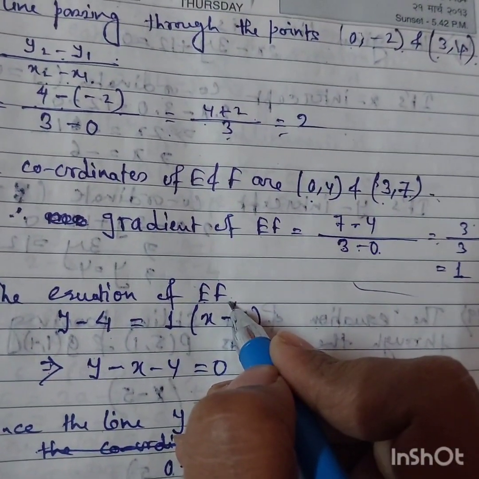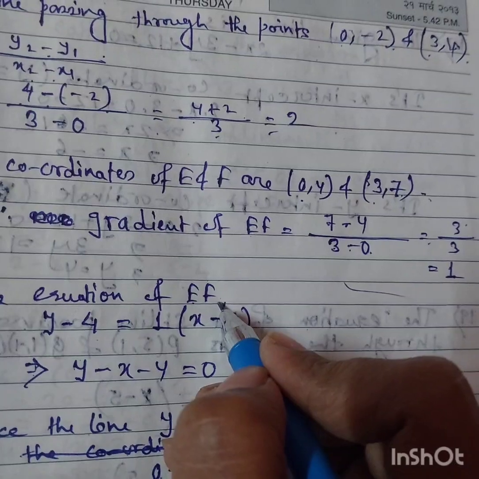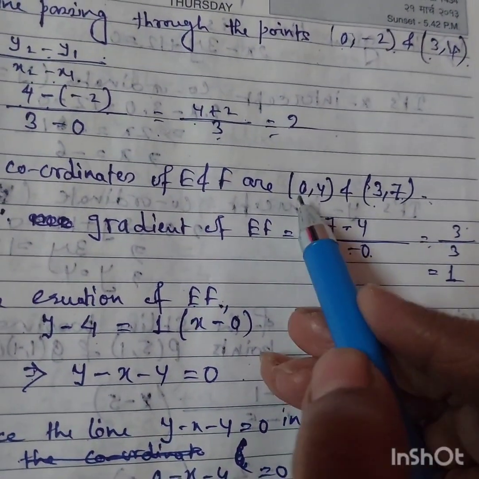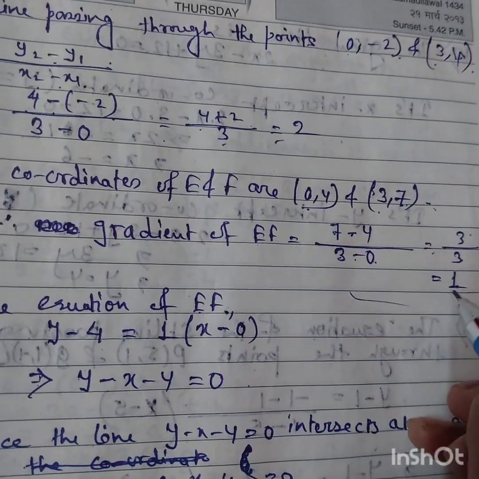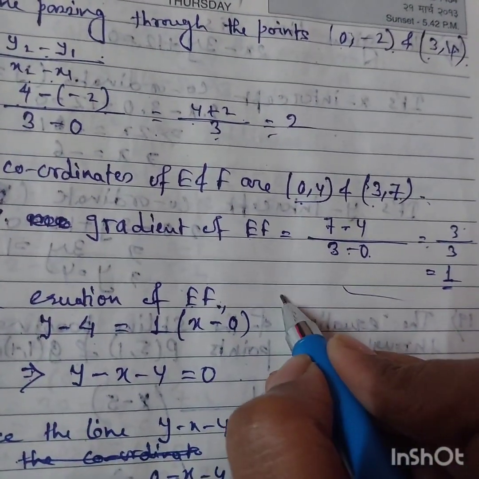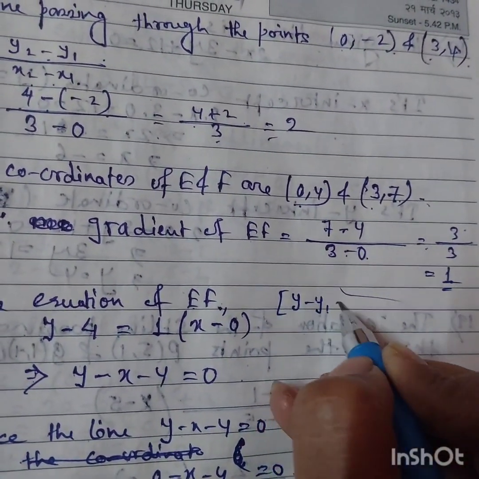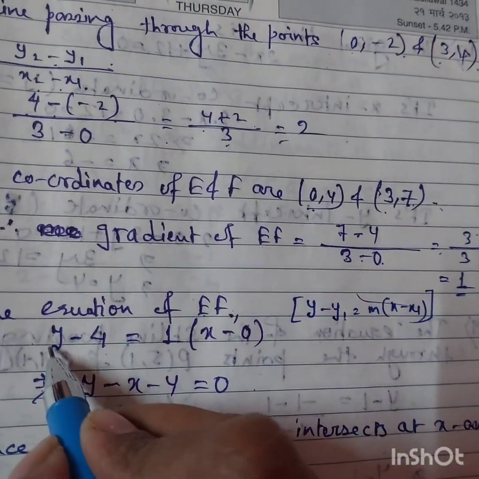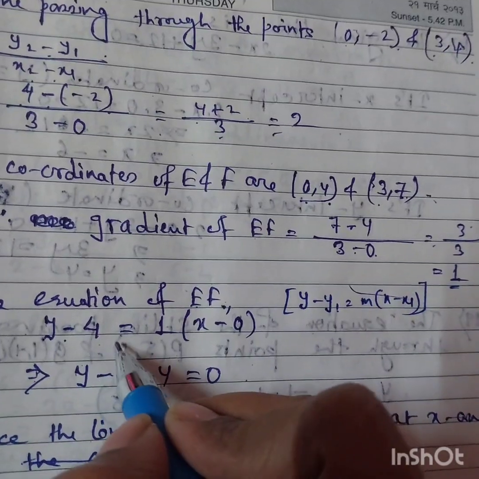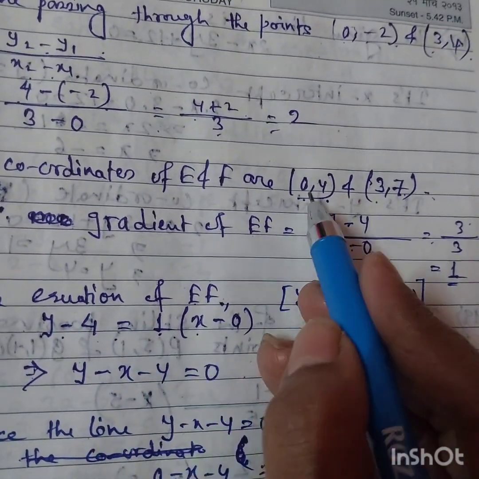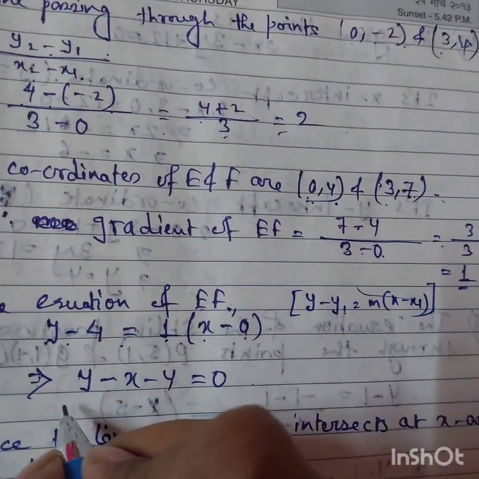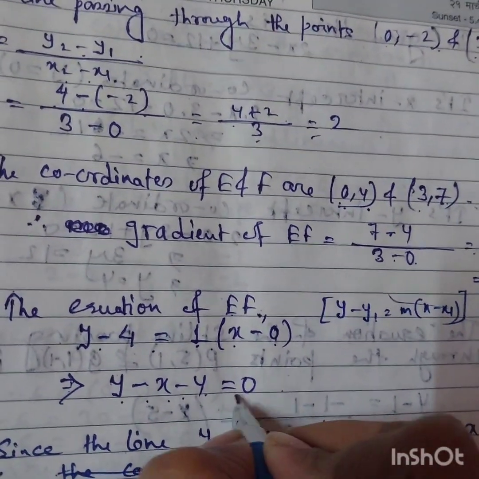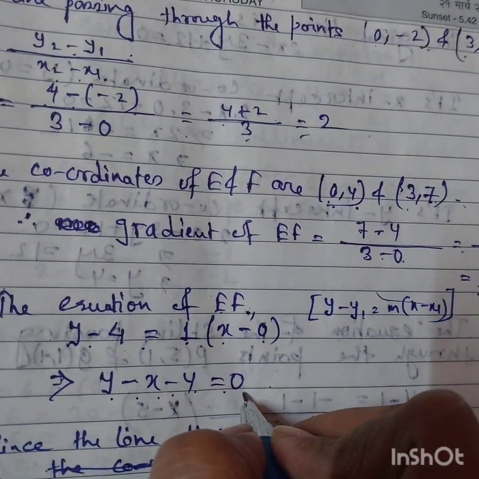Now the equation of this line EF. How will we get it? One point is given, and the gradient is given. So I will do it using the formula y minus y1 is equal to m into x minus x1. So y minus 4 is equal to 1 into x minus x1, that is 0. So you will get the final equation, that is y minus x minus 4 is equal to 0. Okay.